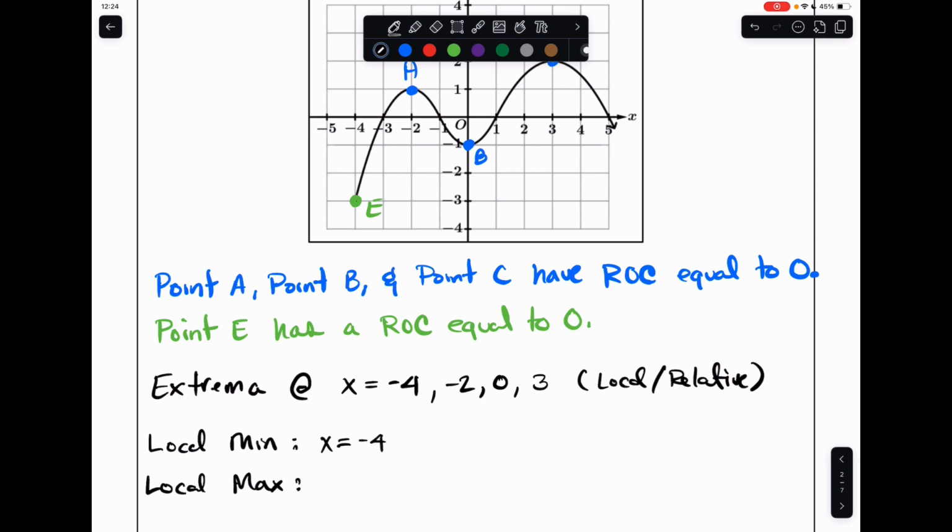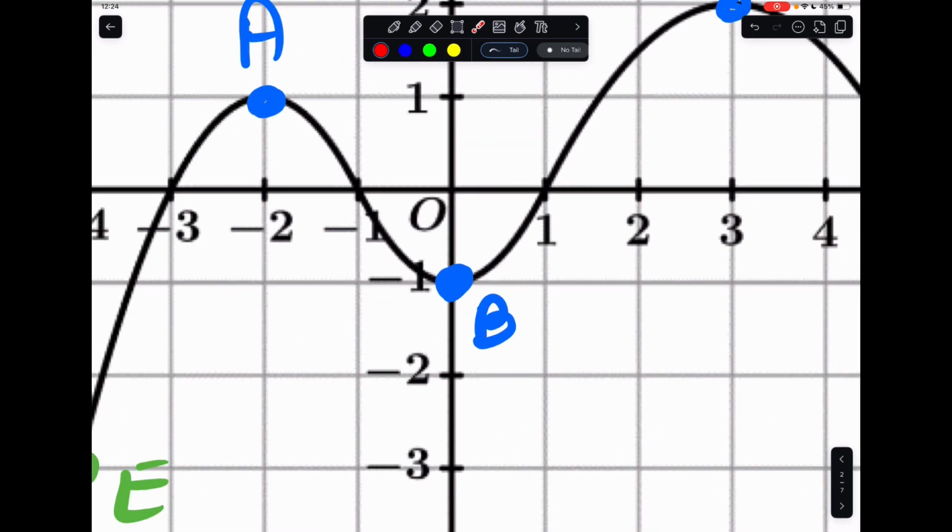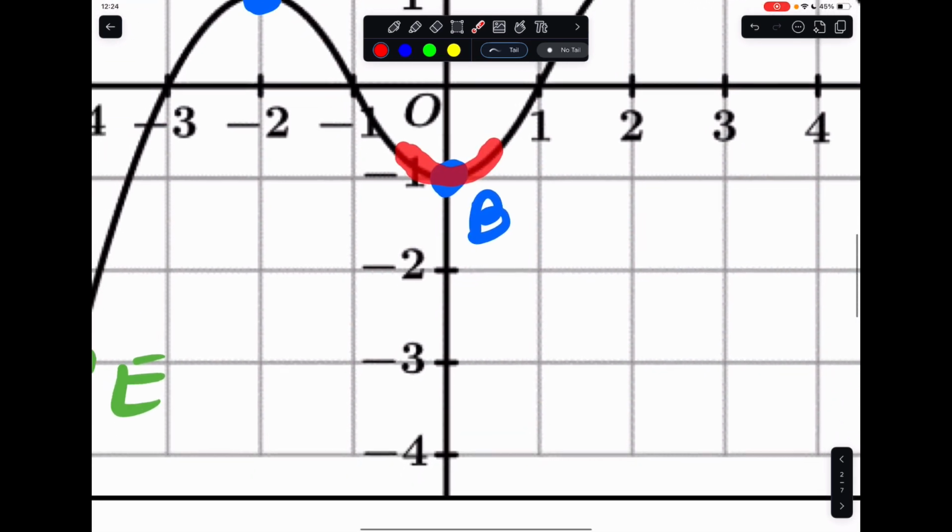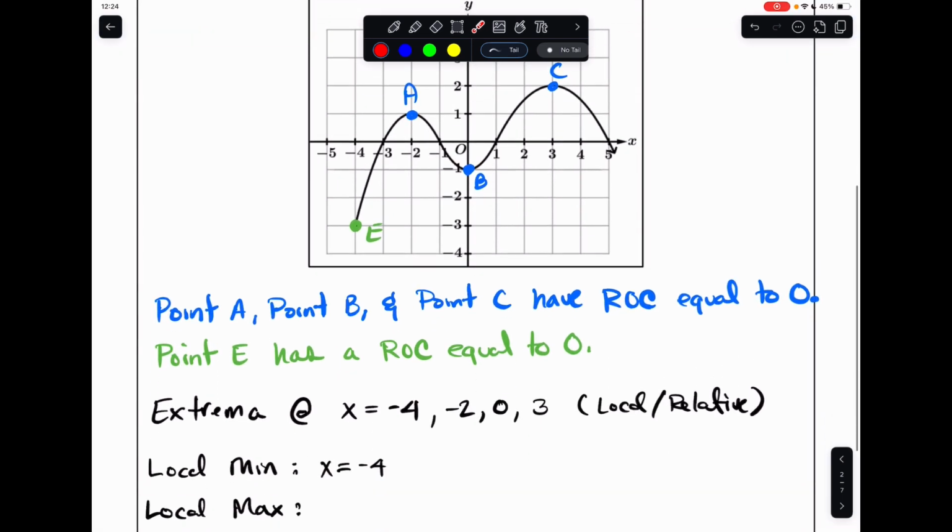And the same thing is true about point B. If I focus just on this point right here, in this curvature, well, point B has the smallest y value of all the points to the left and to the right, not all the left and right, but immediately to the left and to the right of that point B. So point B is also a local minimum.